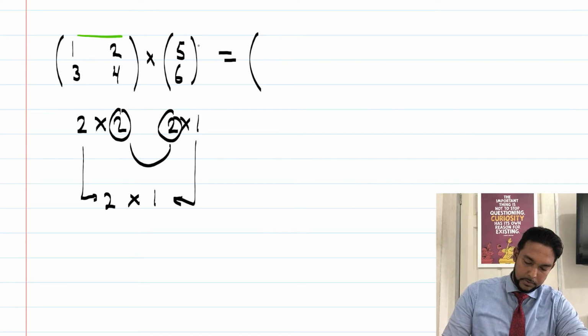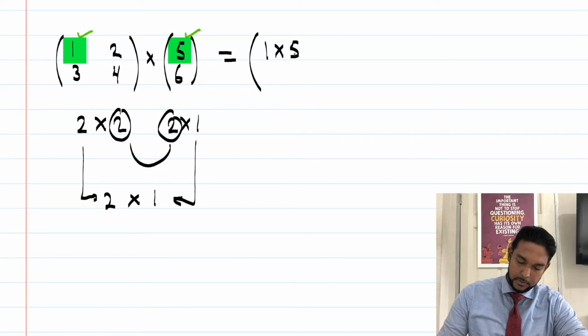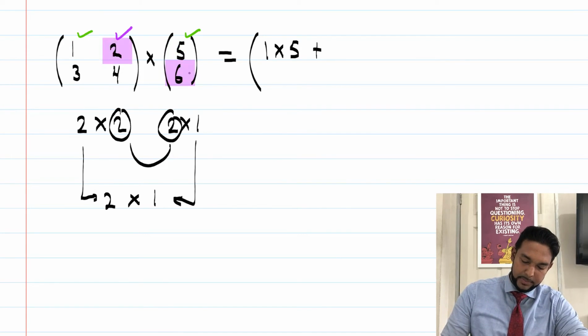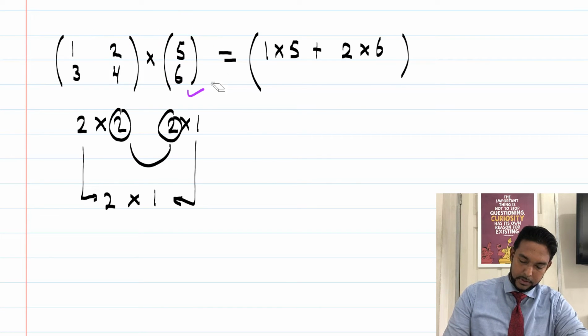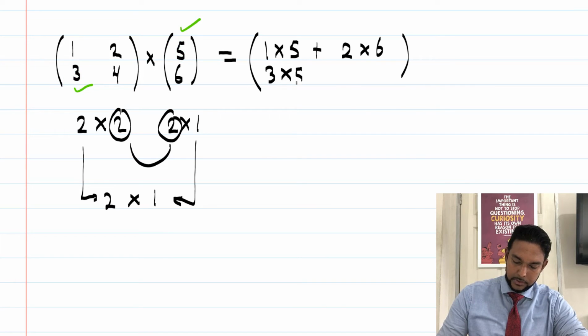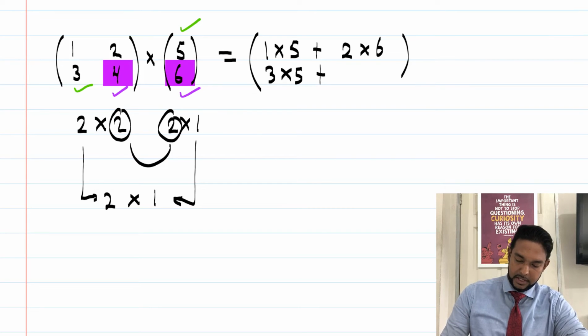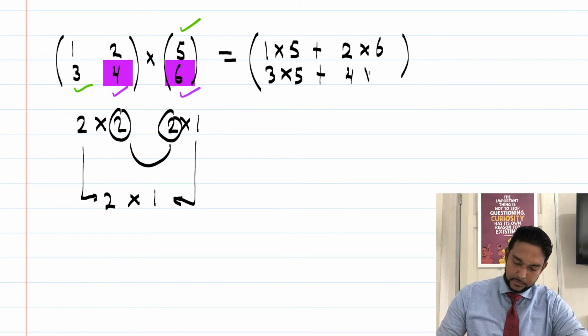Okay, so first row by column. First element in the row by first element in the column, that'll give us 1 by 5. And we have to add to that the second element in the row by the second element in the column, which will give us 2 by 6. All right, let's take off those ticks so we can do the second row by column. So now, once again, we're doing this row by this column. That's going to give us the elements in the bottom row in that matrix there. First element in the row by first element in the column, that's going to give us 3 by 5. And then we have to do the second element in the row by the second element in the column, and that's going to give us 4 by 6.